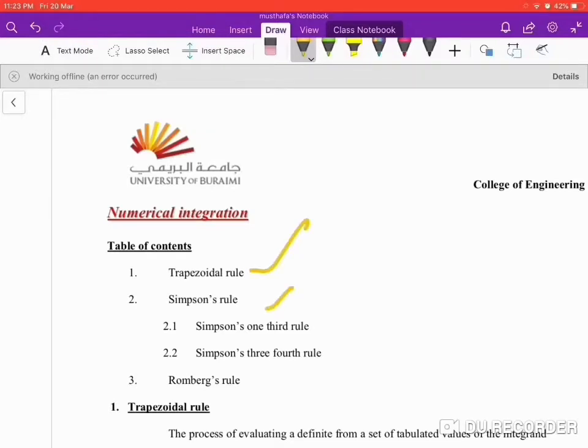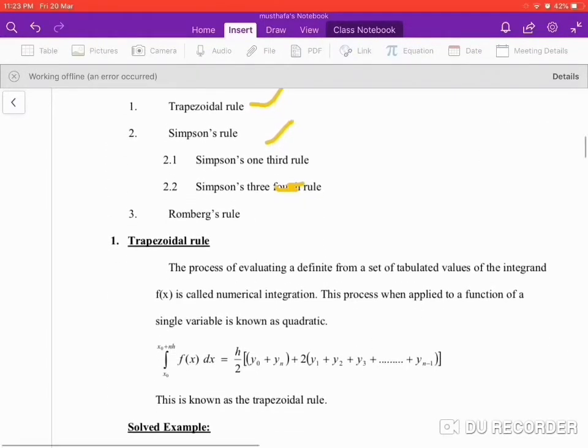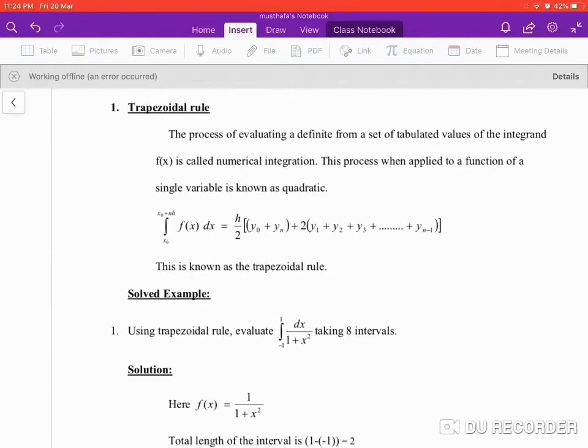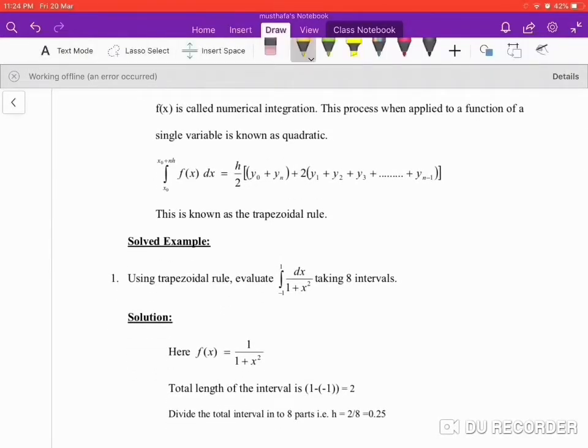In Simpson's rule, we have two methods. One is the Simpson 1/3 rule, another one is the 3/8 rule, and the final one is the Romberg rule. First, let us start with the trapezoidal rule. It's a very simple method, and the formula of this method is easy to memorize. Before we look at the formula, let us see a simple example. While evaluating this example, I will explain how to memorize the formula for the trapezoidal rule.